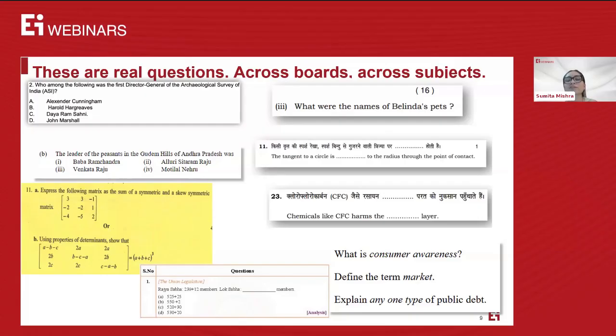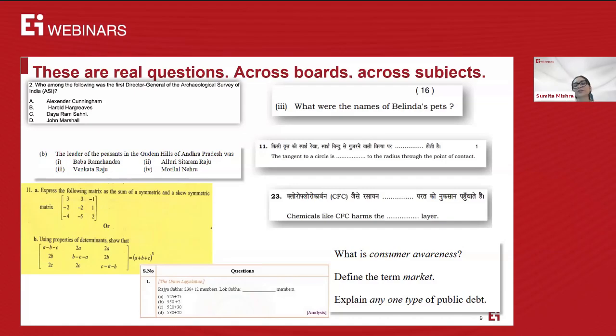Similarly, let's look at question 11. This is a question on the tangent to a circle. It's a very straightforward fill in the blank kind of question. If a student has read the chapter on tangent, has memorized this line from the textbook, he or she will be able to understand and fill the gap. But does that tell you that they've understood what actually a tangent is?